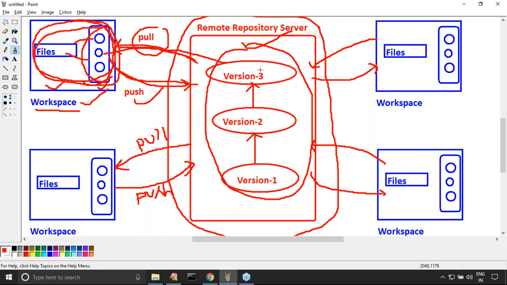In the case of remote, push and pull operations will be limited. Once the code is completed and tested, only then will push be done. If the developer-level testing is completed and everything is fine, then he will perform the push operation to the remote repository. So push and pull operations happen between two repositories. Remember that: the local repository and the remote repository.